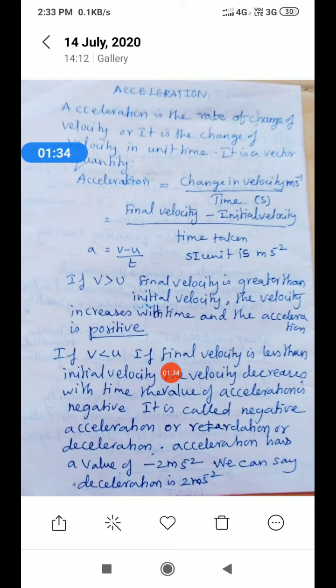If v is less than u, if the final velocity is less than the initial velocity, the velocity decreases with time. The value of acceleration is negative. The negative acceleration is called retardation or deceleration. The acceleration has a value of minus 2 meter second minus 2. We can say deceleration is 2 meter second minus 2.